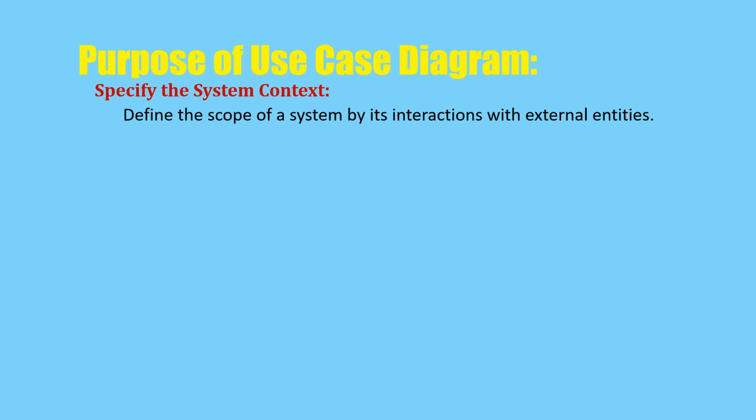Purpose of use case diagram. Use case diagrams serve several important purposes in the early stages of development. Specify the system context. Use case diagrams define the scope and boundaries of a system by illustrating its interaction with external entities such as users and other systems. For example, in online banking, external entities like customers, ATM machines, and the banking network are depicted in the diagram, showcasing how they interact with core banking systems.